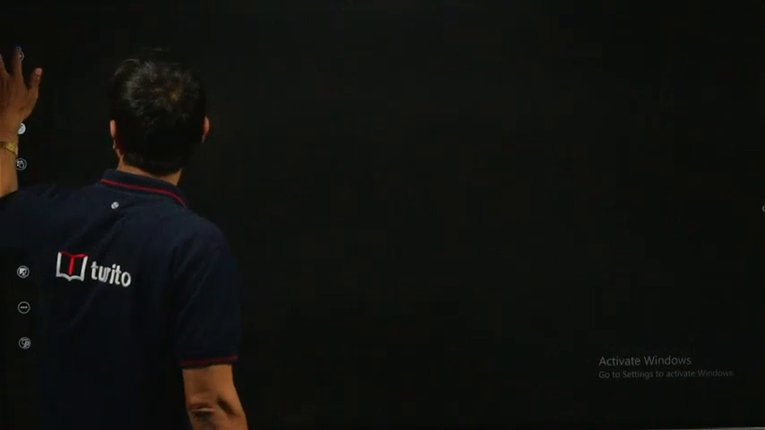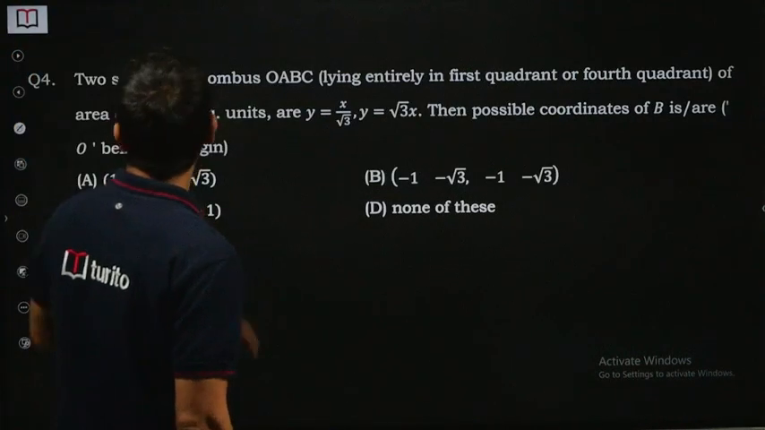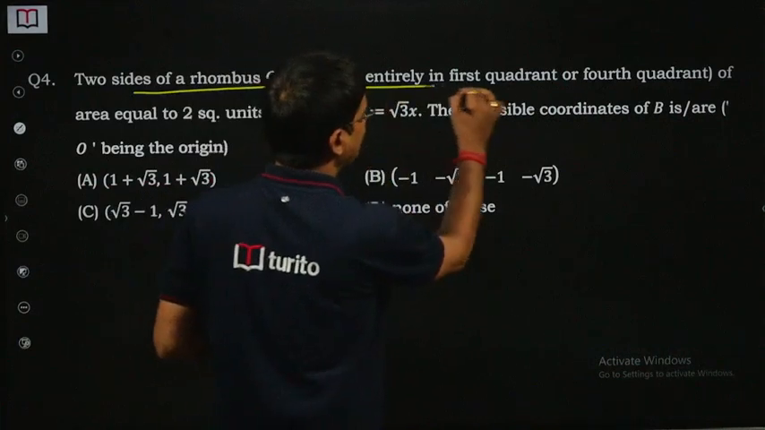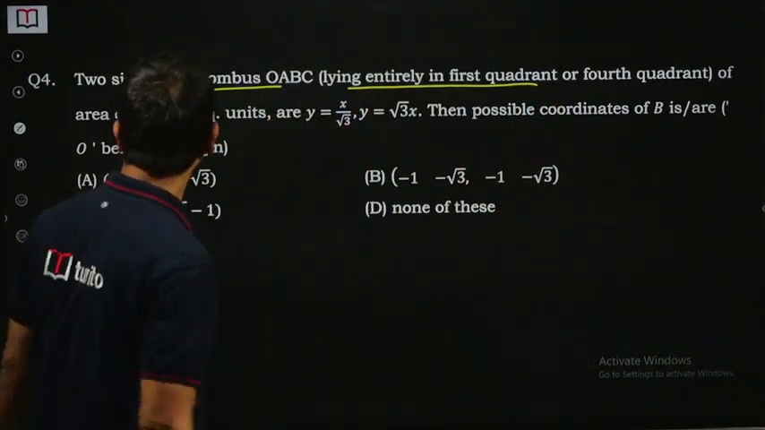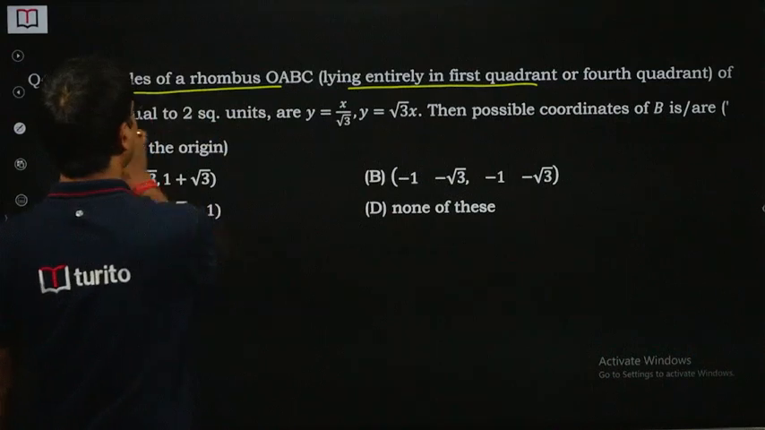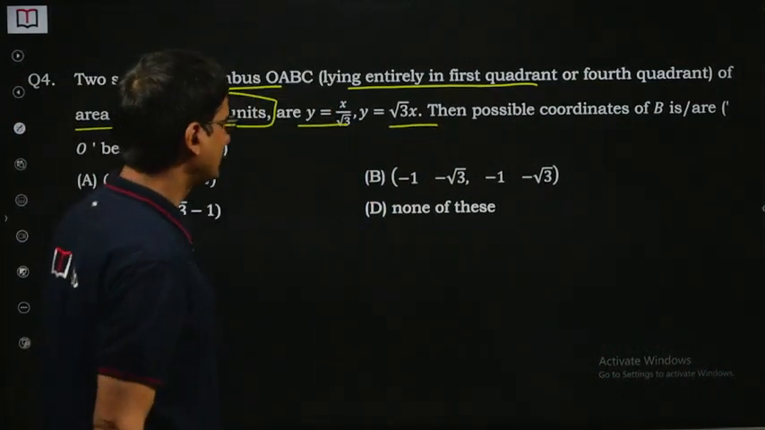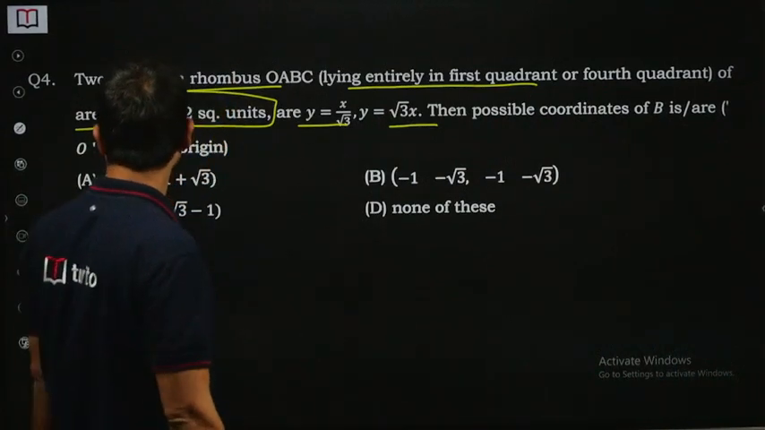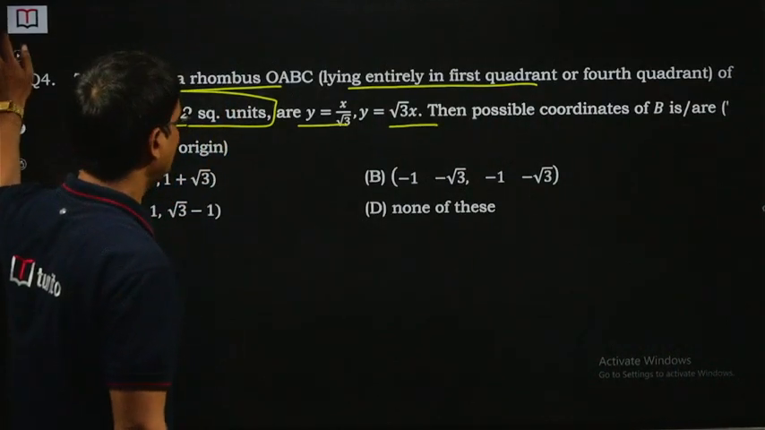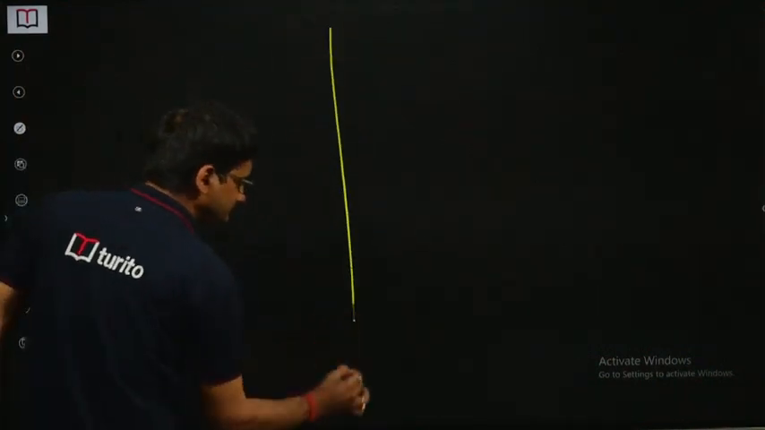Moving to the fourth question. The fourth question is: two sides of a rhombus lying entirely in the first quadrant or fourth quadrant, of area equal to 2 square units, are this and this. Then the possible coordinates of B is or are, O being the origin. Okay, O, A, B, C. Right.